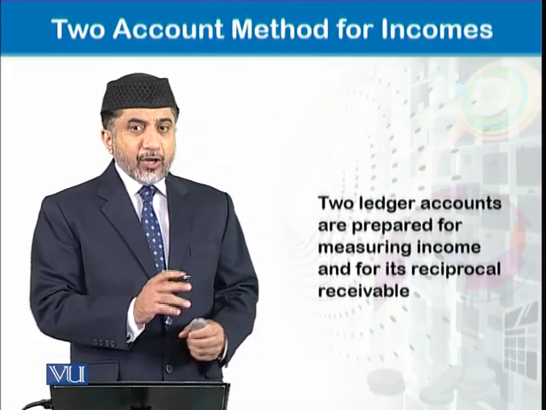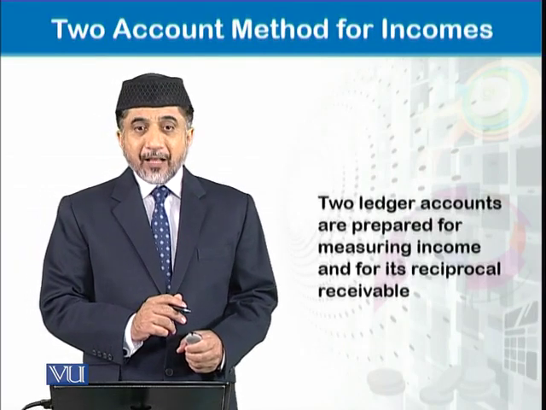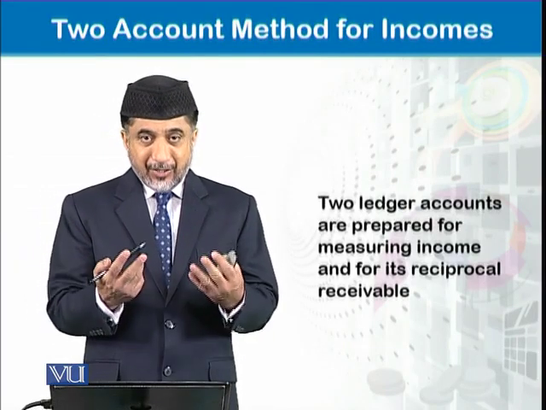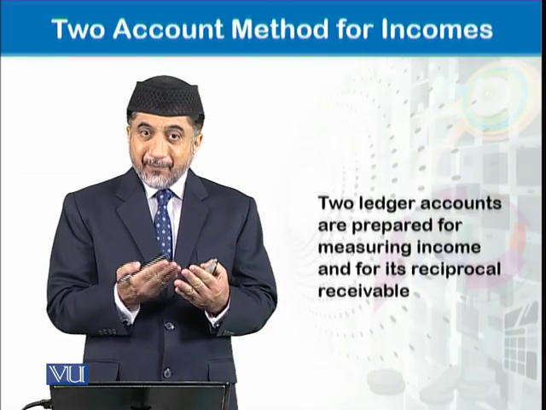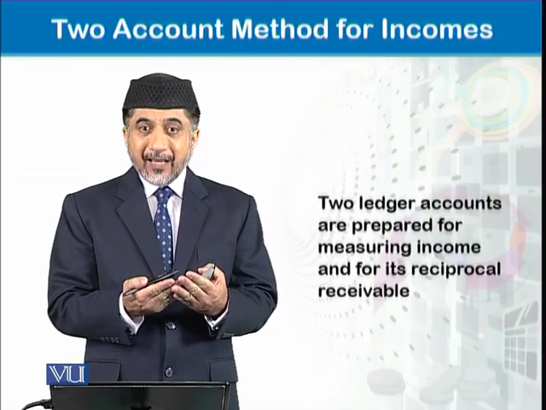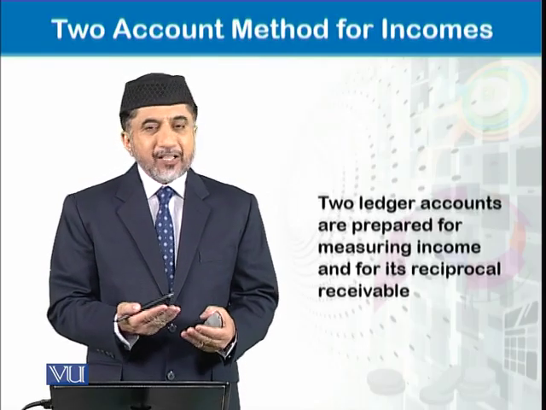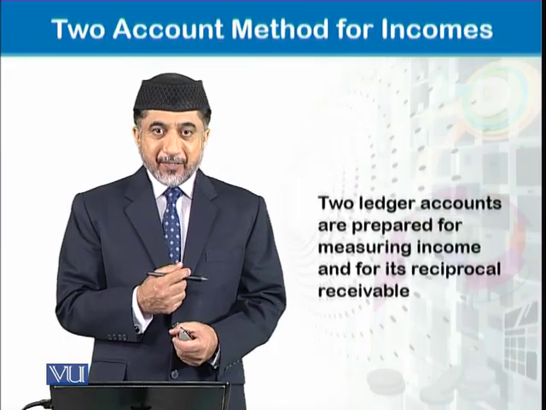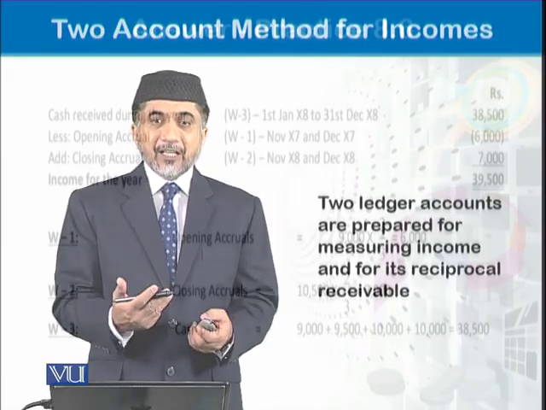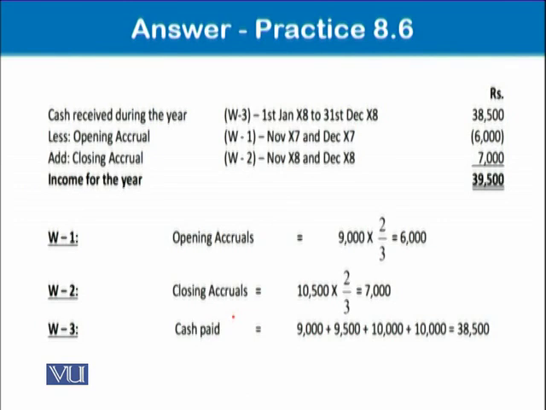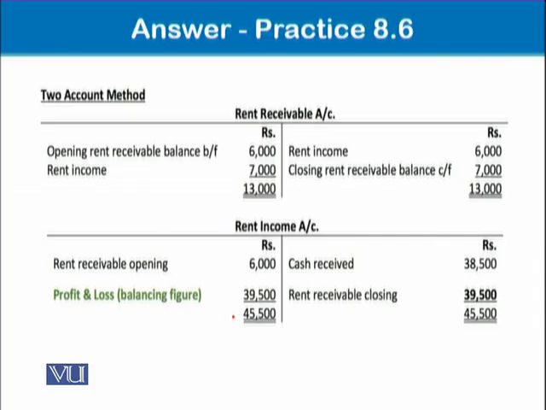When we say two account method, the two account method covers exactly two accounts, one for income ledger account and the second one is for its reciprocal receivable, since it is income due, the income receivable. Let's see the same example in which the working remains same. So we don't need to repeat this working. Just focus on the two ledger accounts.